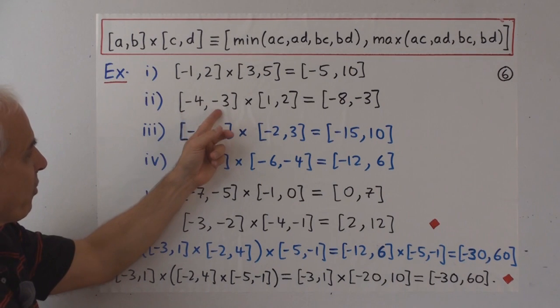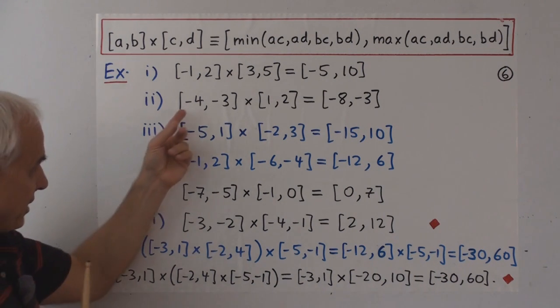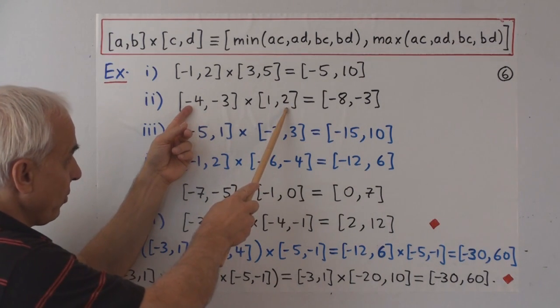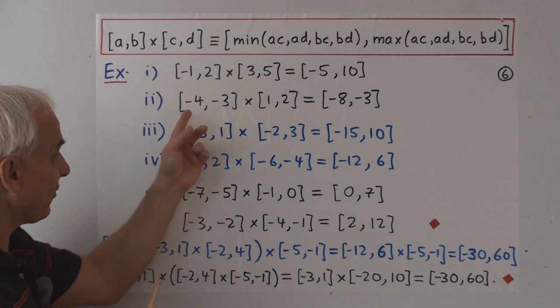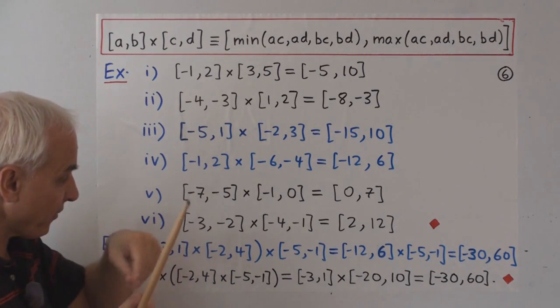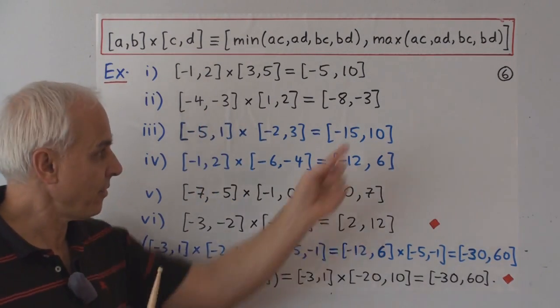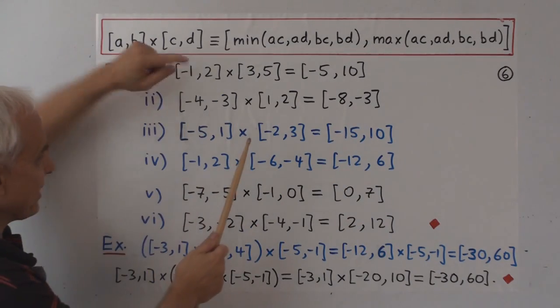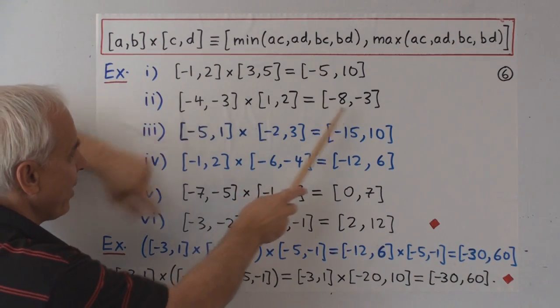Here's another example, minus 4, minus 3 times 1, 2. What's the smallest possible value you can get? The smallest possible value is minus 4 times 2, while the biggest possible value is, well, it's going to be a negative number because this is always negative and this is always positive. So it's always going to be a negative number. So we're looking for the biggest negative number, and that's going to be minus 3 times 1, or minus 3. So in this case, it's minus 4 times 2 as one endpoint, and minus 3 times 1 as the other endpoint.